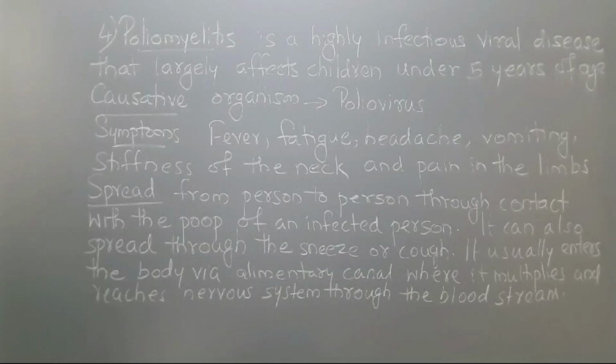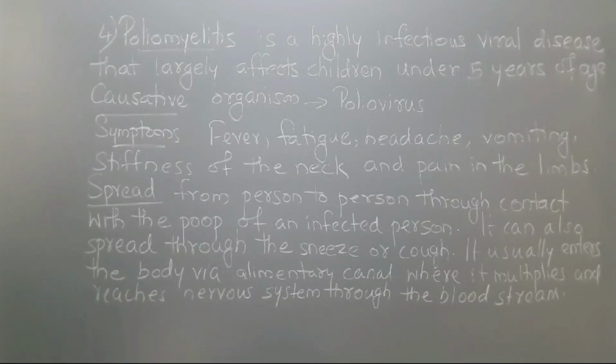Fourth one is poliomyelitis. We call it polio. Poliomyelitis is a highly infectious viral disease that largely affects children under 5 years of age. What is the causative organism? Poliovirus. Poliovirus is the causative organism of poliomyelitis. What are the symptoms? Symptoms are fever, fatigue, headache, vomiting, stiffness of the neck and pain in the limbs. These are the symptoms.